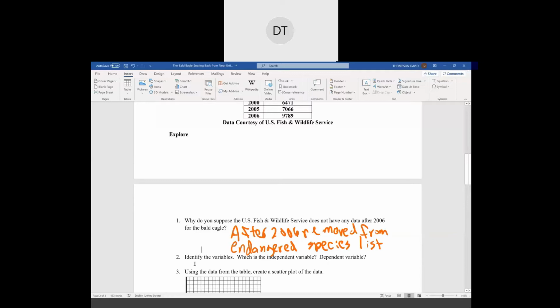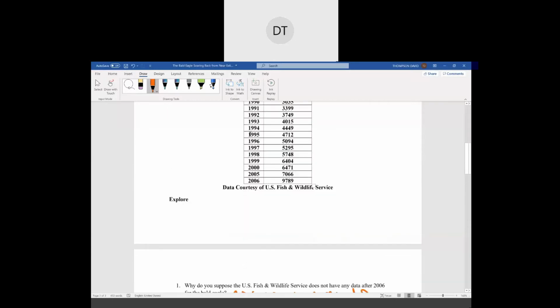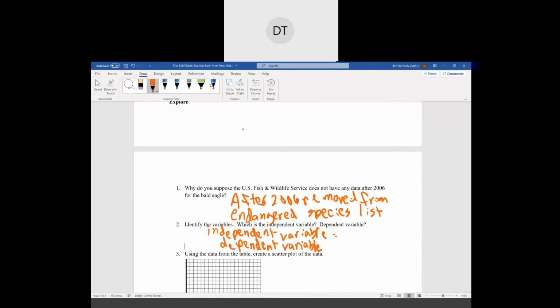Number 2, identify the variables: which is the independent and which is the dependent. So we look at our variables. Let's write this down: independent variable and dependent variable. Our independent variable is going to be the year, and our dependent variable is going to be our nesting pairs.